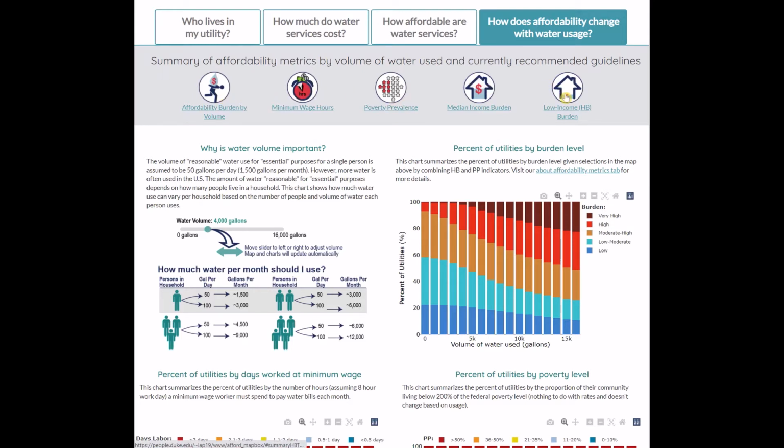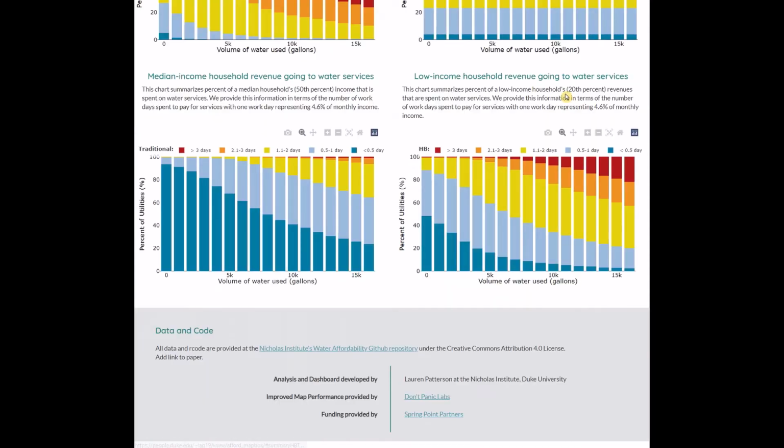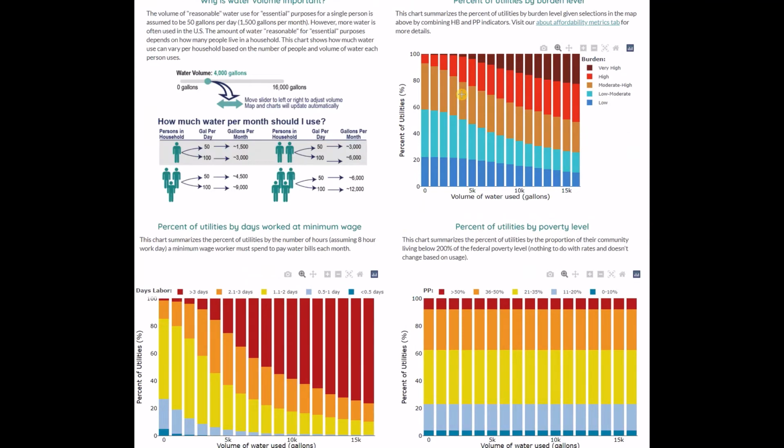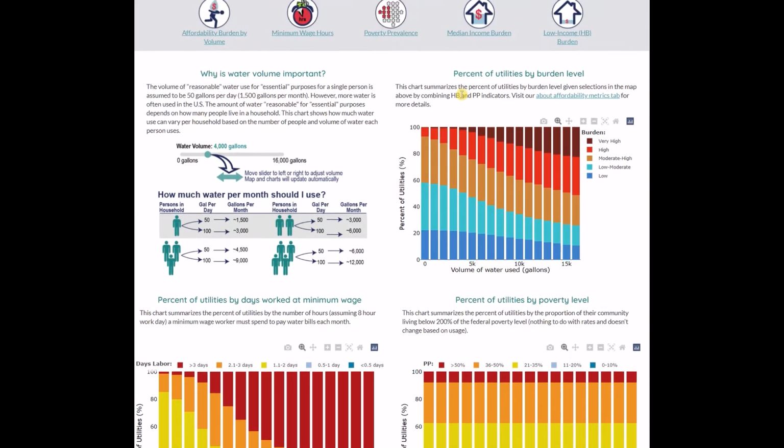You can click an icon in the gray bar to go to the chart of interest. In each of these bar charts, the x-axis is the volume of water used in a month from 0 gallons to 16,000 gallons. The y-axis is the percent of utilities based on your selection above that falls into each category.